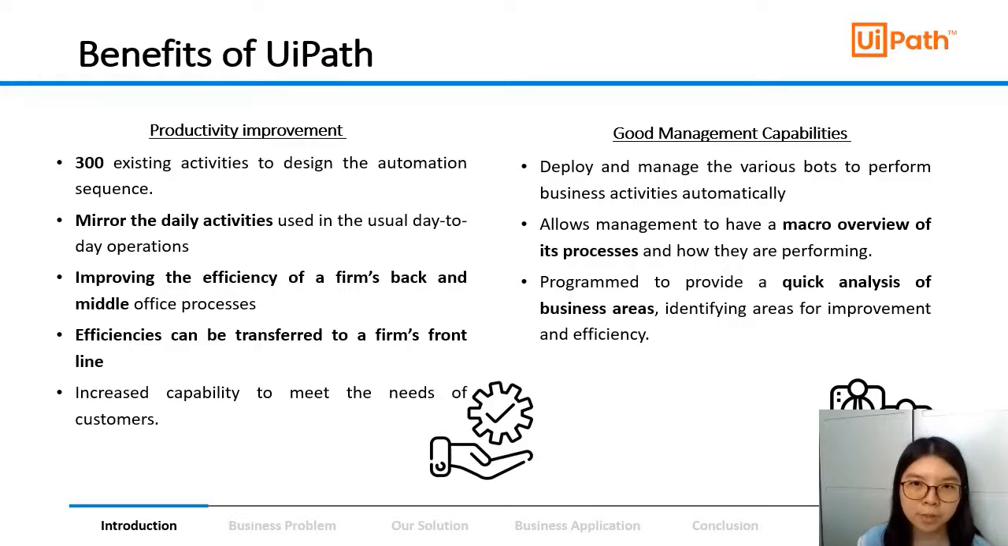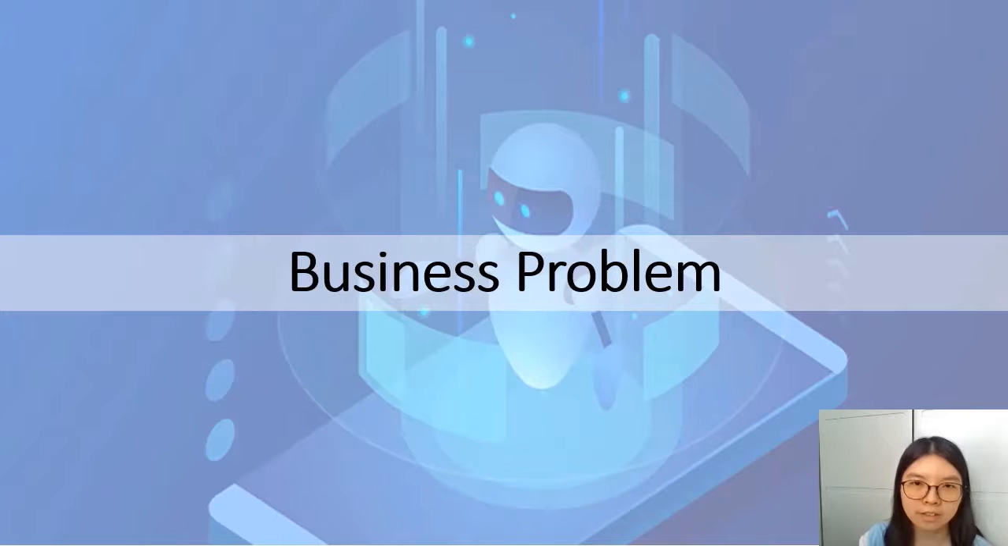UiPath enables management to deploy bots to perform business processes automatically. So this gives management good management capabilities since they have a macro overview of the process, and UiPath can be programmed to provide a quick analysis of business areas as well, identifying areas for improvement and efficiency.